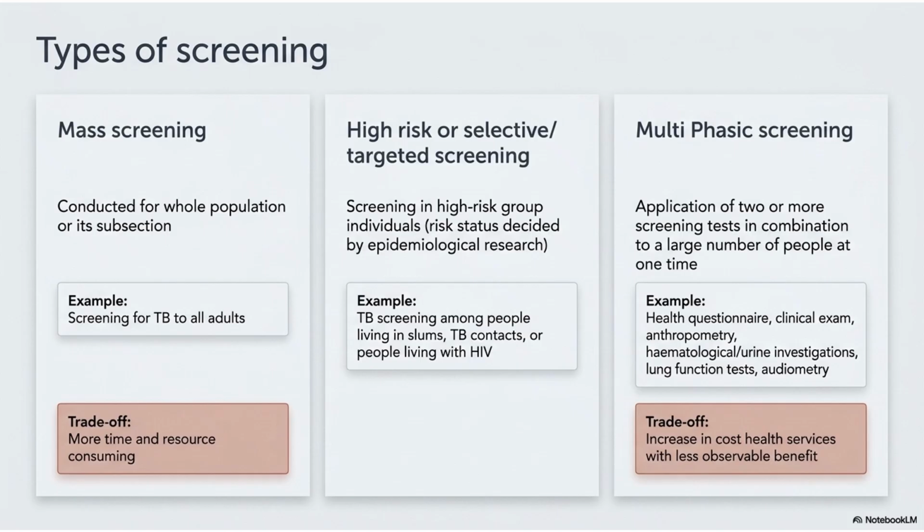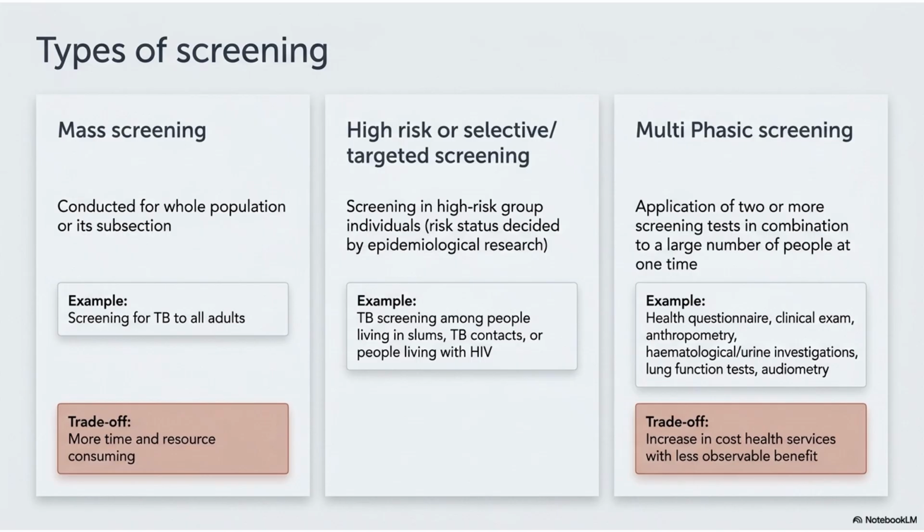And now we will see what are the different types of screening. There are three different types of screening. One is mass screening, second one is high risk or selective or targeted screening, third is multiphasic screening. Mass screening, as the name suggests, will be applied for a mass population. Mass means more number of people. So it is conducted for all the population or a subsection of the population.